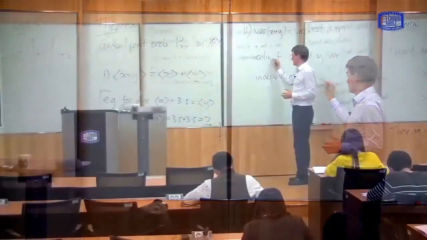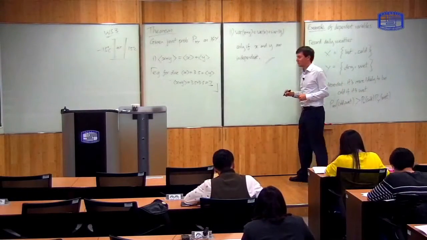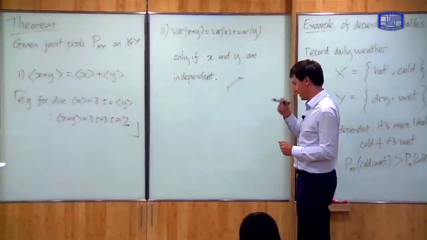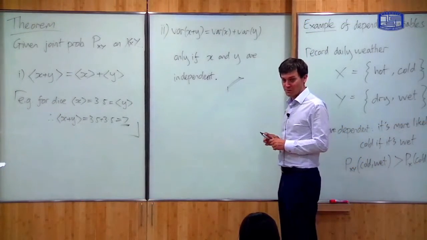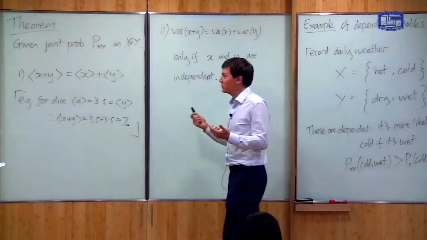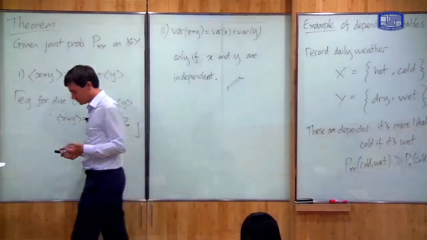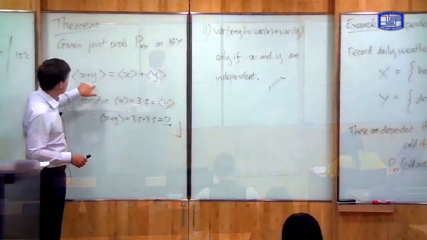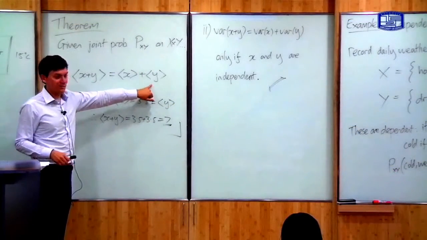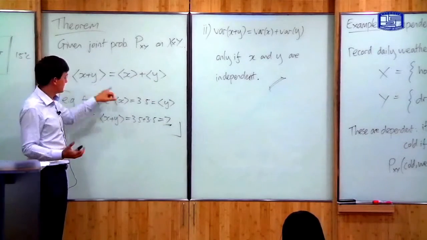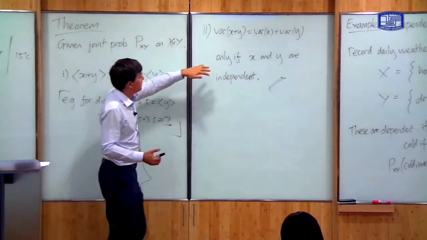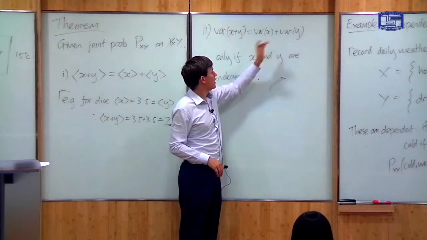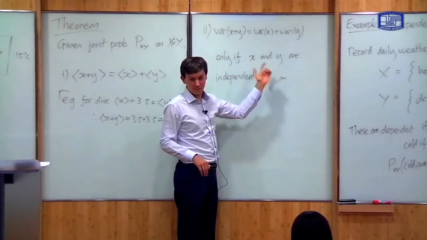Okay, so that's the theorem. I'm not going to prove it because it's not particularly difficult to prove and there are more interesting things to talk about. But if I have two random variables, X and Y, then the mean of the sum is always the sum of the means. The variance of the sum is the sum of the variances only if they are independent.